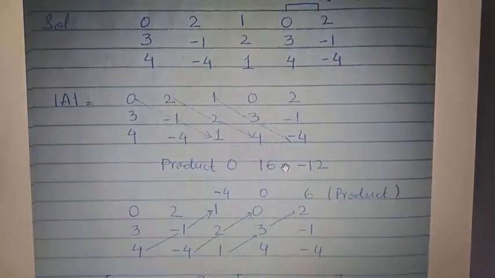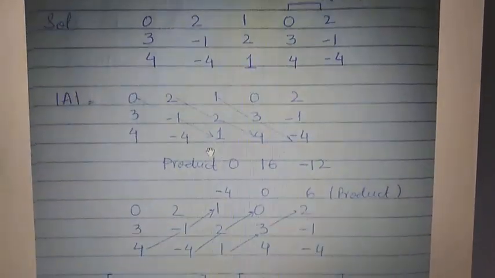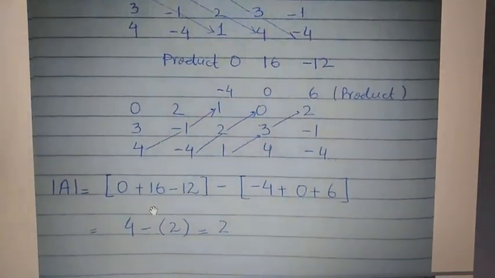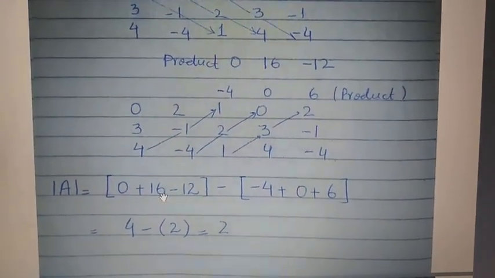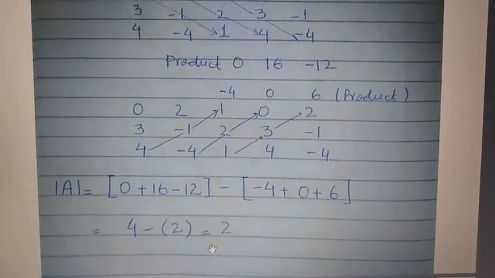So how will you find the determinant of a matrix of order 3 by 3? You have figured out the products of the forward diagonals and backward diagonals. So you will subtract the answers of the forward diagonals from the answers of the backward diagonals, and the answer will be positive 2.